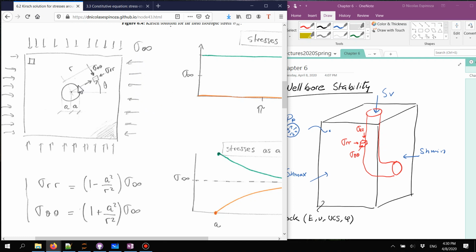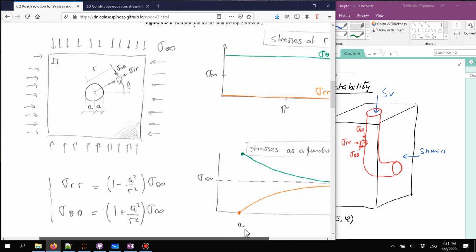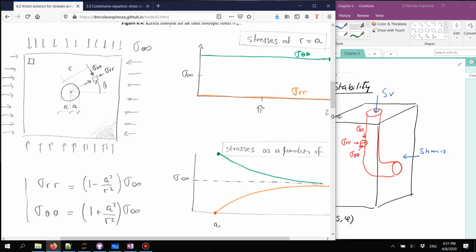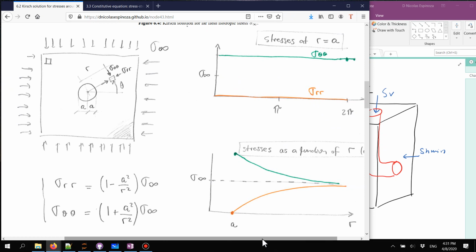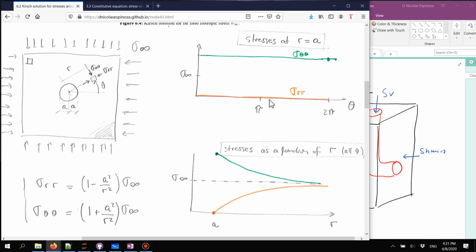What this is going to cause around the wellbore is going to be a compression in the hoop stress, or the tangential stress, all around the wellbore. And because in this case I'm going to assume that I have no wellbore pressure at all, no radial support, the radial stress at the wellbore is going to be equal to 0.